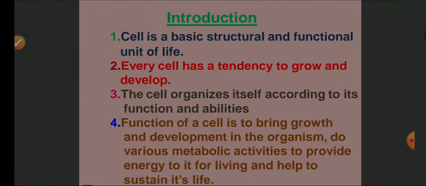As you know, the cell is the basic structural and functional unit of life. We have seen this in the previous episode, as well as you are learning from class 5. Every cell has a tendency to grow and develop. That means when I talk about every cell, that is prokaryote as well as eukaryote. Prokaryotes are unicellular. There are unicellular eukaryotes as well as multicellular eukaryotes. The cell organizes itself according to its function and abilities. This is basically seen in multicellular organisms.